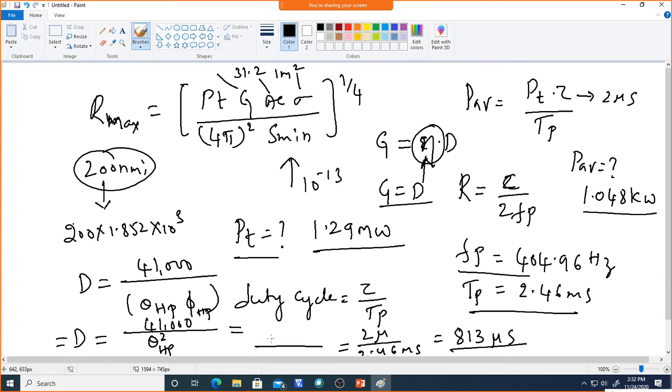How much? So this will give theta hp, which is equal to, substitute just 41,000 by 7.36 into 10 power 3. How much will you get? Take the square root. That's it. 2.36. Okay, so this is the horizontal beam width of the antenna which is used.